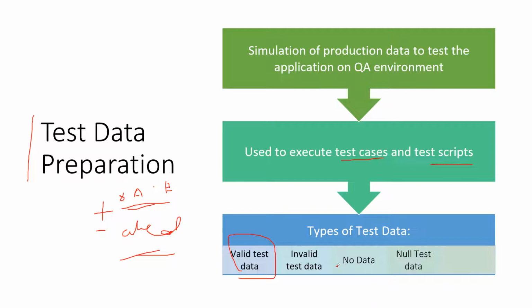And in a few areas we will not give data at all, that is called no data. And what null test data is, is totally different. No data and null test data are totally different. See, this is an application. Here I have just one field, and we have a search icon. Without giving any data, when I hit enter on search, it is called no data. That is testing with no data.